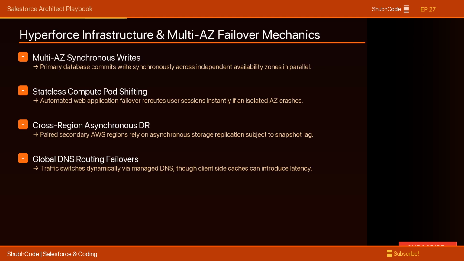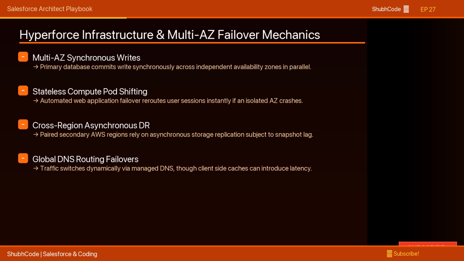To architect for disaster recovery, you must understand how Hyperforce fundamentally changes Salesforce infrastructure compared to legacy data centers. Hyperforce leverages public cloud availability zones, running active workloads across multiple AZs within a primary AWS region. Database tier replication utilizes synchronous writes across independent availability zones to guarantee that transactional commits are stored on physically isolated power and networking grids. If a physical server or an entire availability zone goes dark, Hyperforce executes automated compute stateless pod shifting, rerouting web traffic dynamically within seconds.